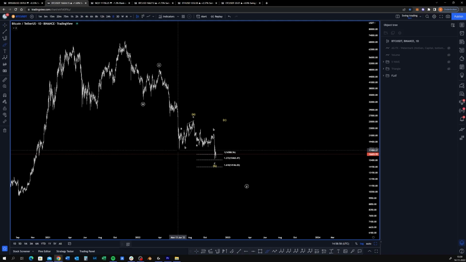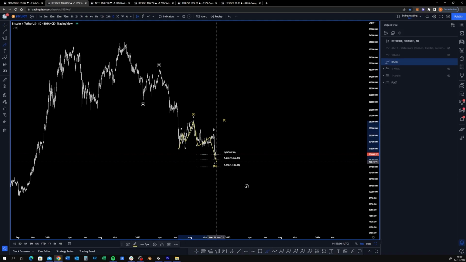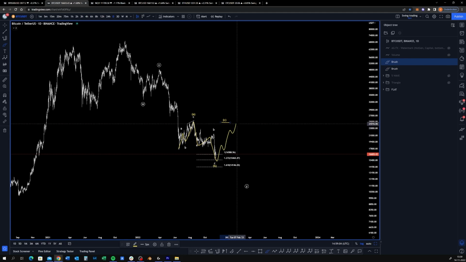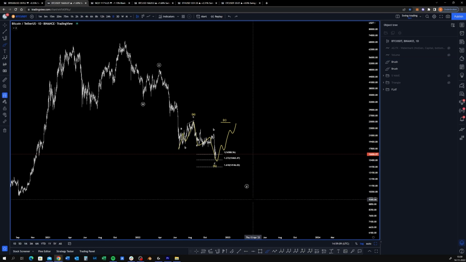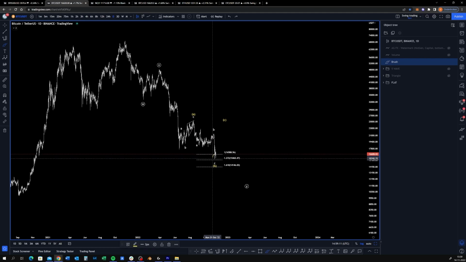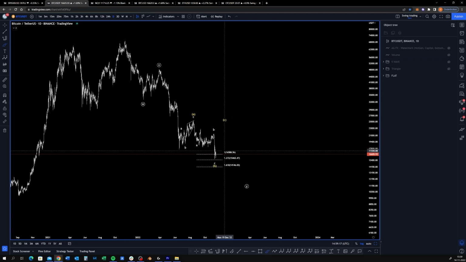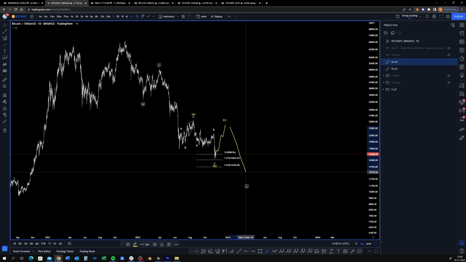In a flat you have 3 waves up, 3 waves down, and then 5 waves up into the C, and then we have 5 waves down into the Y. So we are long from this point, the 1.272 common extension, and we are expecting a move up to continue down to the Y.